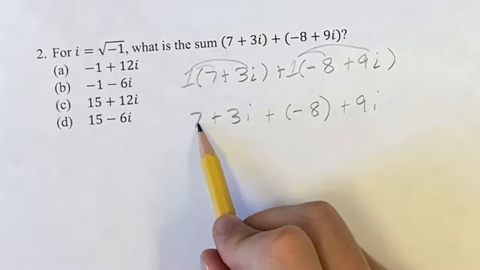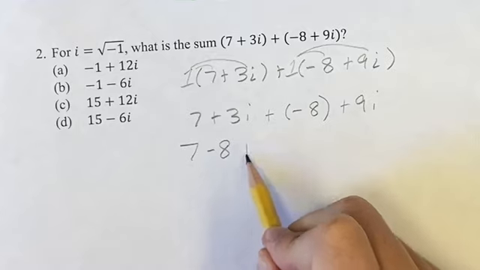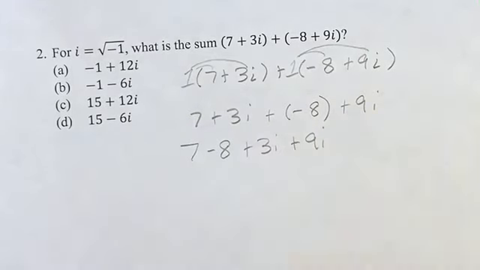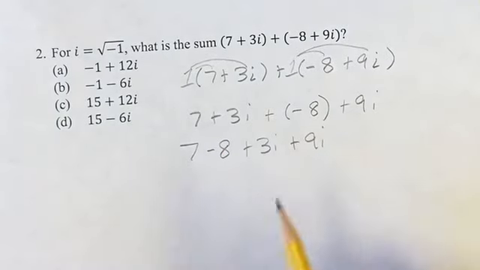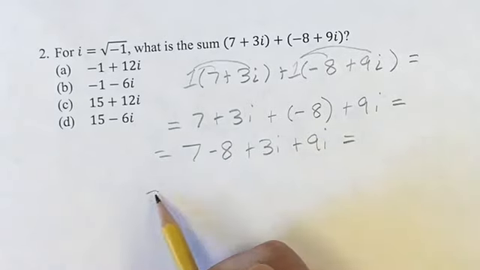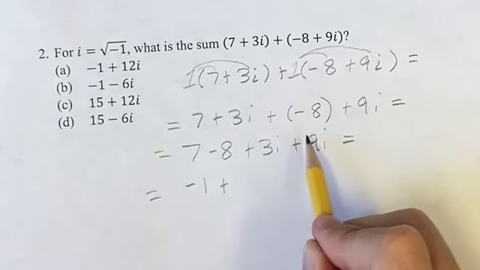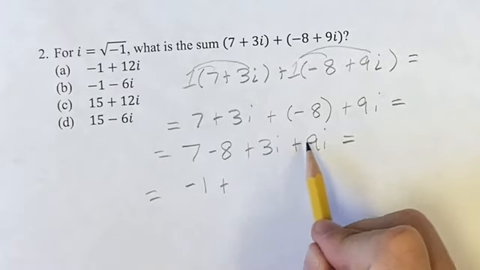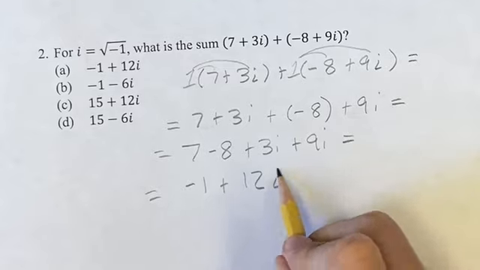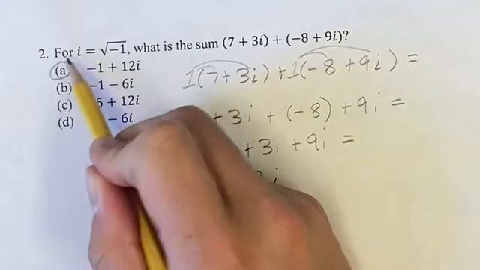So we have 7 plus negative 8, which is 7 minus 8, plus 3i plus 9i. This is just rearranging these so the numbers are together and the i's are together. Should put equal signs in here. And this is equal to 7 minus 8, which is negative 1, plus, and then for your i terms, we have 3i plus 9i. So we have 3 plus 9, which is 12i. And this is equal to a, so that is going to be your answer.